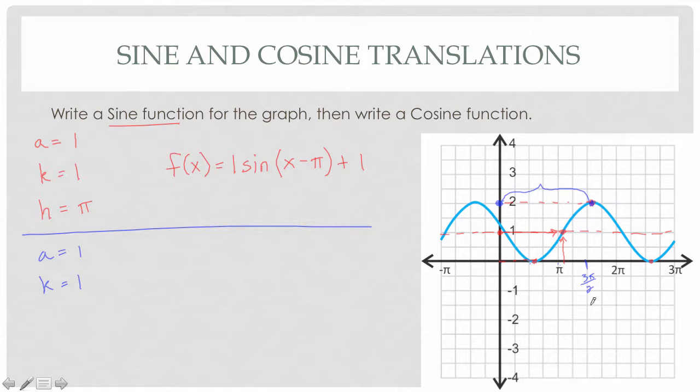What would it be? 3 over 2 would be the same as 6 over 4. Let's just say a little bit more. Let's say it's 7 pi over 4. That's a little bit more than 6 pi over 4. So let's say it has a phase shift of 7 pi over 4 to the right. That's how many radians. So if I wanted to make the same graph with cosine, my function is equal to 1 times the cosine, and since cosine starts at a different place, we have a different phase shift. So it's x minus 7 pi over 4, plus 1.